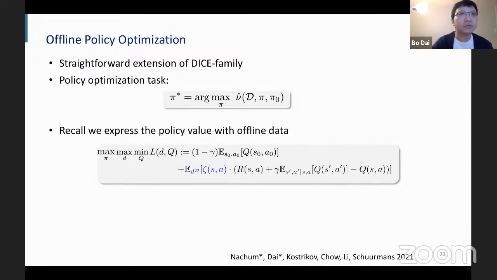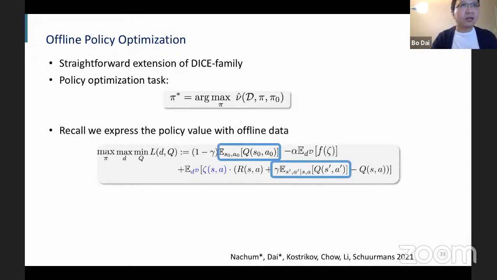But there's some difficulty if you just straightforwardly do this, because this is offline data, and you really don't want to directly optimize this, because sometimes if your data is not good enough, for example, some support is not covered sufficiently, then what you optimize here will not be trustable outside of the data domain. So we introduce a regularizer here: minus alpha expectation of d f of zeta. This f is a convex function, as I mentioned. Let's proceed and see what this regularizer is trying to do.